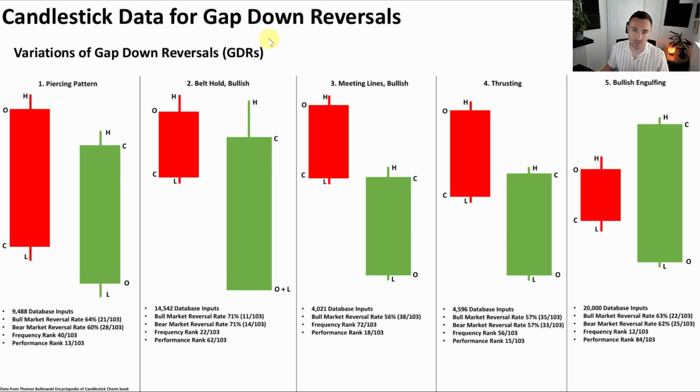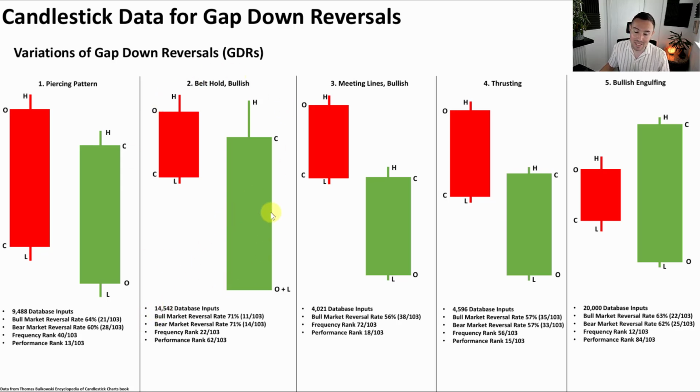So these are variations of the gap down reversal bar setup: the piercing pattern, the belt hold bullish, the meeting lines bullish, the thrusting pattern, and the bullish engulfing candlestick. Below them, you can see the data from Thomas Bulkowski's Encyclopedia of Candlestick Charts. But my favorite of these 5 is called the belt hold bullish, which you're going to see on GEV. I love looking for the belt hold bullish, especially when it forms around a key moving average, the 21-day EMA and the 50-day simple moving average in particular. You can see the bull market and bear market reversal rate of 71% from about 14,500 database inputs.